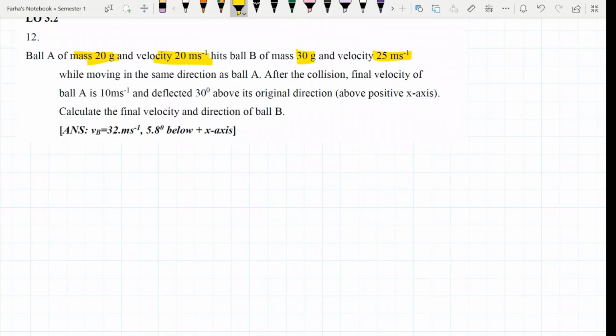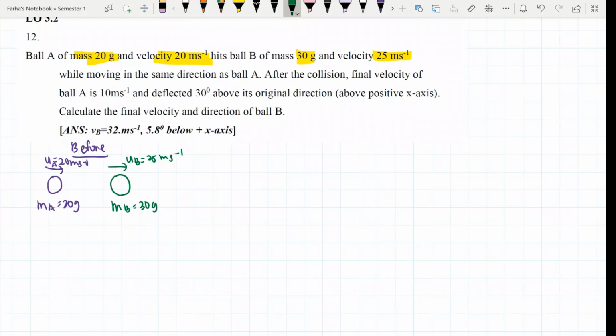Okay, so kita boleh lukiskan dulu untuk before the collision. Before, kita ada mass 20 gram, so U dia adalah 20 meter per second. Ini adalah UA. Kemudian kita ada ball B with initial velocity 25 meter per second and the mass of B is 30 gram.